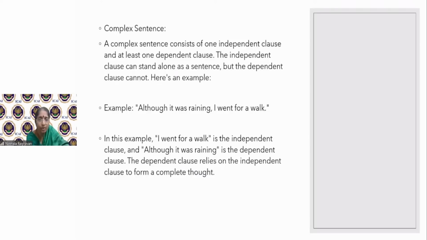So, for example, although it was raining, I went for a walk. I went for a walk is a main clause. Although it was raining is a subordinate clause. In this example, I went for a walk is the independent clause, and although it was raining is the dependent clause. The dependent clause relies on the independent clause to form a complete thought. So, it cannot stand on its own. I went for a walk is a complete sentence. Although it was raining is not a complete sentence. It has to go with I went for a walk to give you complete meaning.